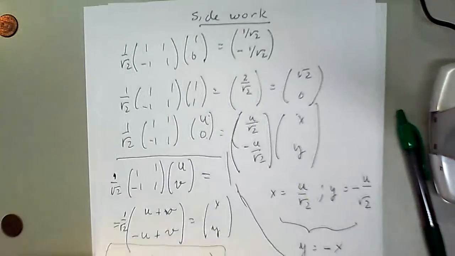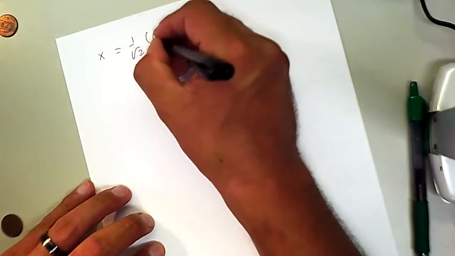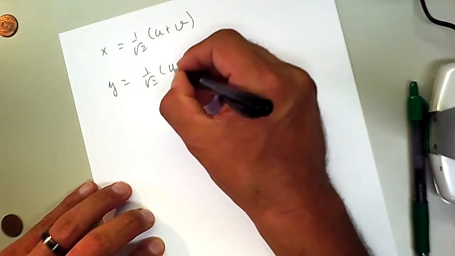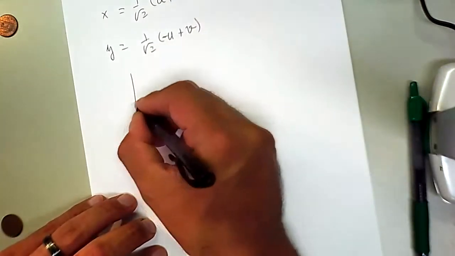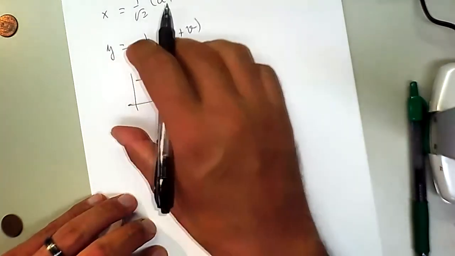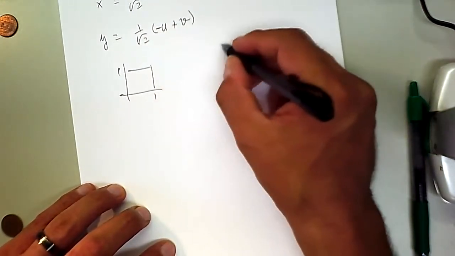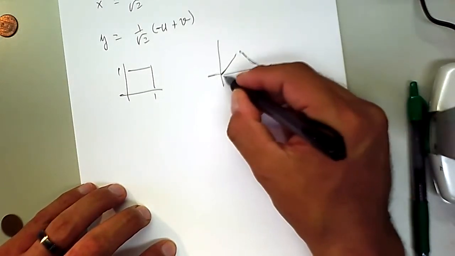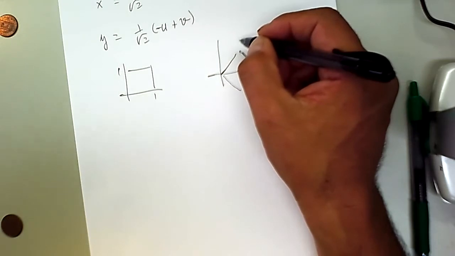Let me rewrite this, it's getting a little messy. So again, we have X equals 1 over the square root of 2 quantity U plus V, Y equals 1 over the square root of 2 quantity negative U plus V. What this does, again, is that it takes anything, but in particular a 1 by 1 square, into a rhombus exactly of the same size. It doesn't change the size. It only rotates clockwise by 45 degrees.